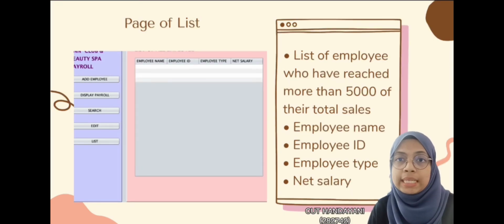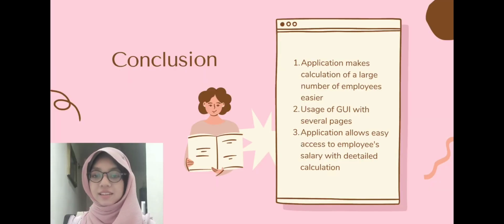The last page, which is the list page, aims to show every employee who exceeds the total amount of sales entered. The system will list all employees who have reached more than 5,000 in their total sales. And finally, the list page will list employee data based on the employee name, employee ID, employee type, and also the net salary. Finally, we have reached the conclusion of our project.